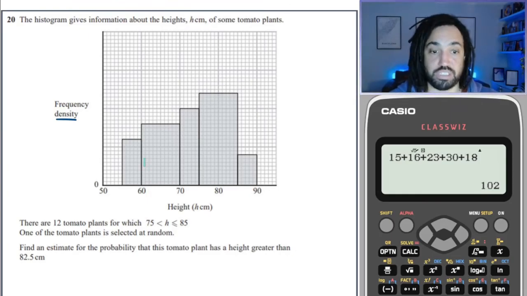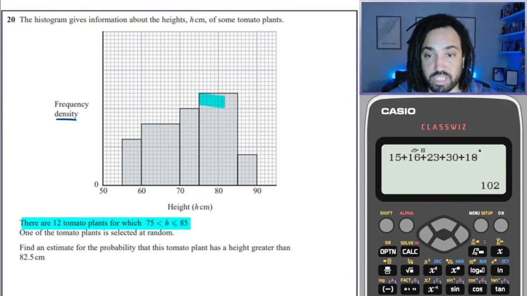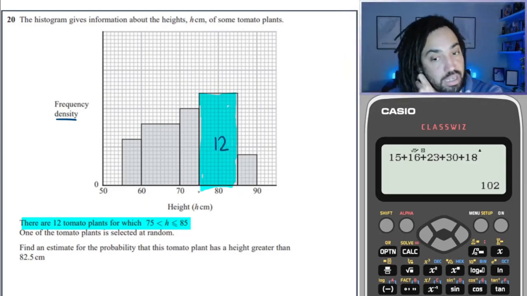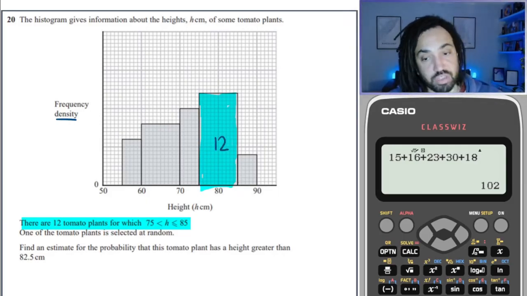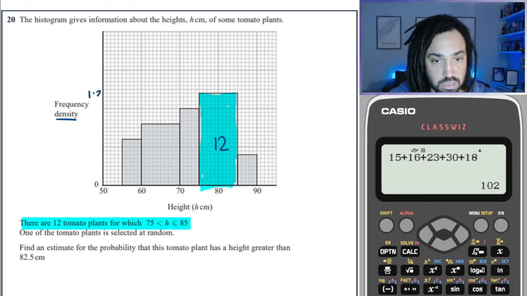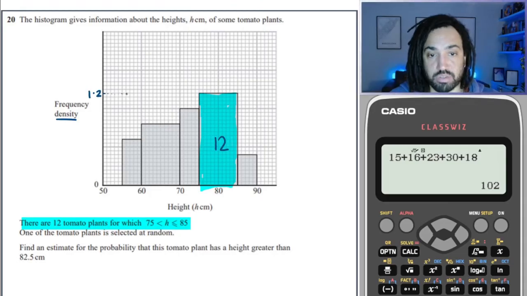So here again, we've not got the frequency density scale, so we need to work that out ourselves. So we need some information, and it says there are 12 that are between 75 and 85. So this bar here is the one which we have the information for, and this one is 12. So we just write 12 in here, that's the area, and that has a width of 10, so therefore it must be 1.2. That's interesting, that's 1.2 going across there. That's not the nicest of scales I've ever seen.